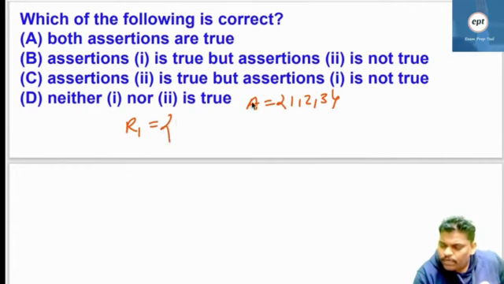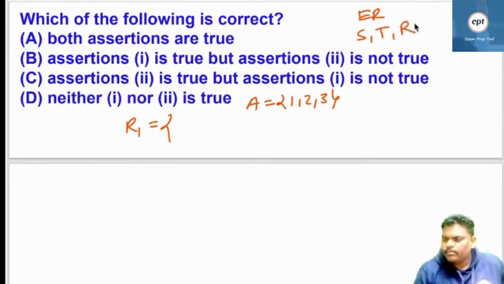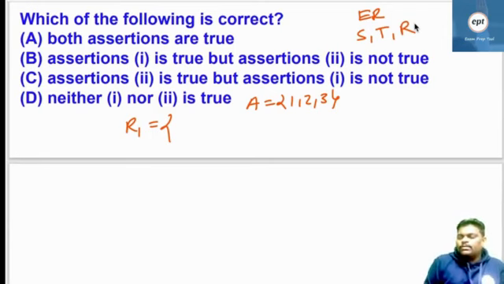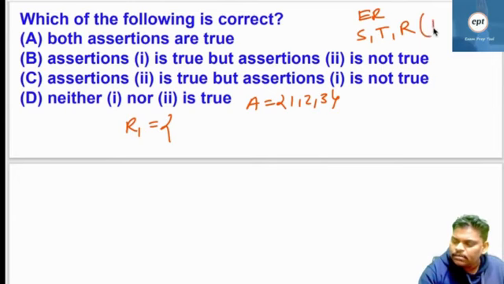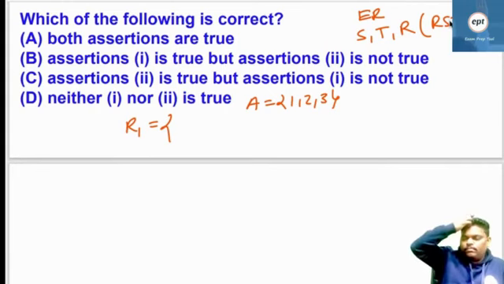When you say it is an equivalence relation, it should be symmetric, it should be transitive, it should be reflexive. Am I right? Equivalence relation means symmetric, transitive, and reflexive, RST. In the class we are already done. Equivalence relation means RST: reflexive, symmetric, transitive. Am I right?